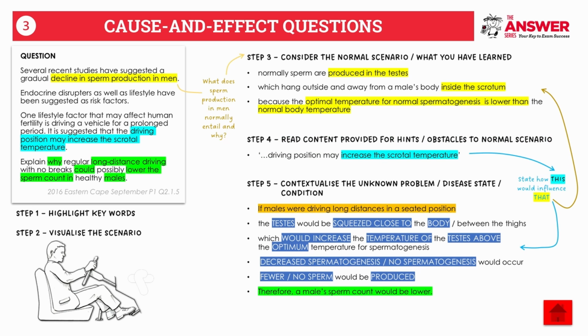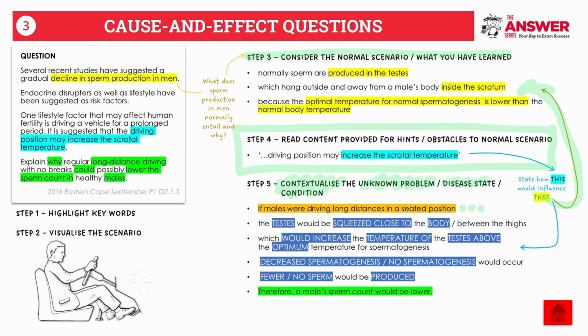Step 5 still remains structuring your answer by contextualizing this unknown problem, disease, state, or condition based on what has been provided. So you start by saying, if this, therefore that. If males were driving for long distances in this seated position, you're going to state how this scenario is going to affect the normal scenario. So you see a little bit of a twist in the because this, therefore that.